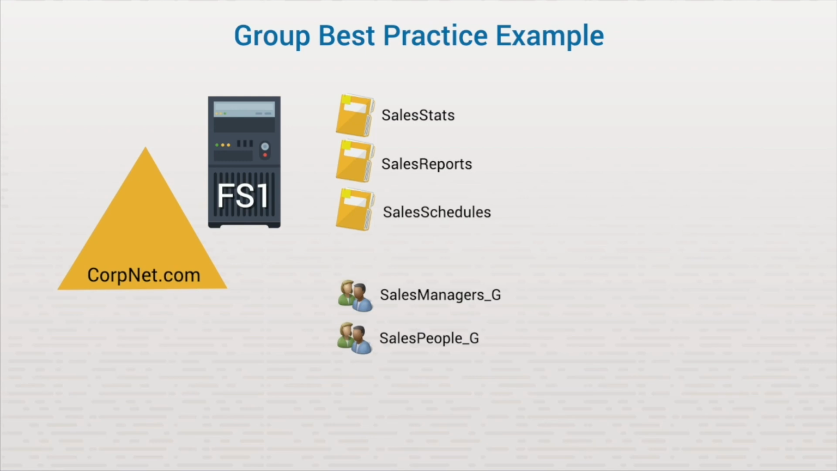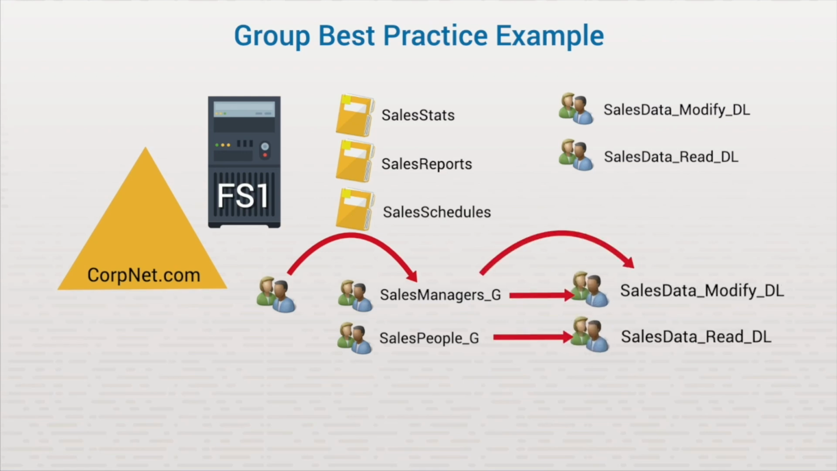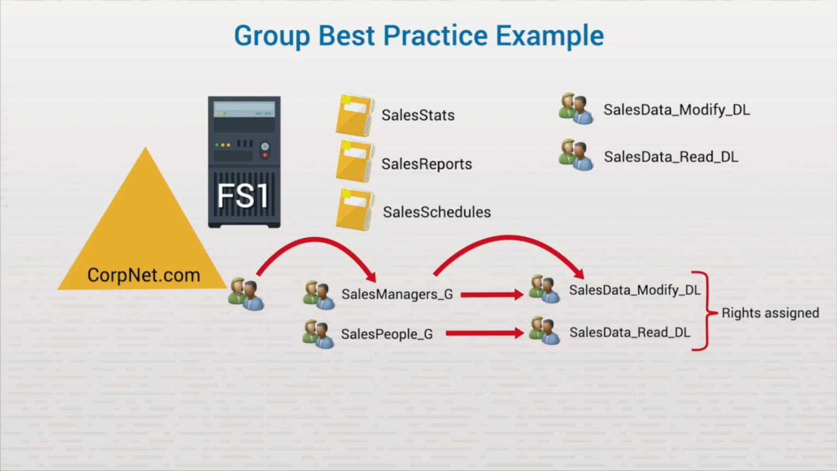Next, we create domain local groups into which we put the global groups. So we've created a domain local group for sales data_modify, which the managers will be able to modify, and sales data_read, which the salespeople will be able to read. So here we put our accounts into global groups and put the global groups into the domain local groups. Then we assign the rights to the domain local group. In this case, sales data_modify was granted the modify right, and sales data_read was granted the read right.